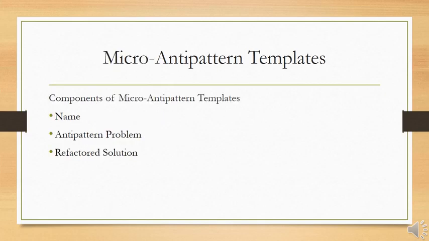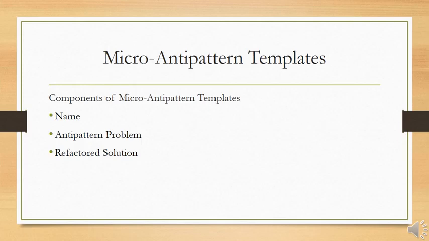The antipatterns which we discussed in our previous lectures use the micro antipattern template. It is a flexible and informal way to present antipatterns. The components of a micro antipattern template are three, namely the first one, name, the second one, antipattern problem, and the third one, refactored solution.